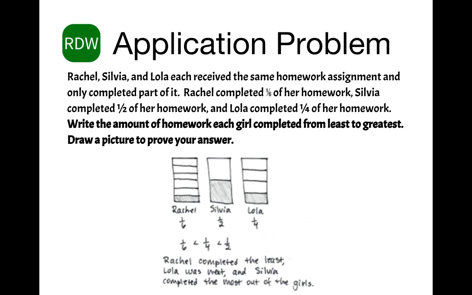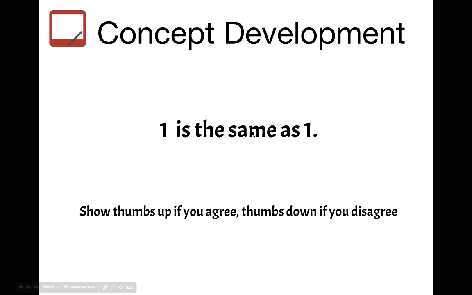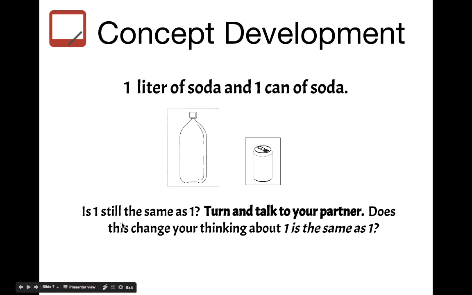All right, so we are going to continue to work, and we're going to look at 1 is the same as 1. Think about this for a second. Do you agree with it, or do you disagree with it? All right, so let's look at our next picture and see if I can make it a little bit easier for you. We have 1 liter of soda and one can of soda. Is 1 still the same as 1?